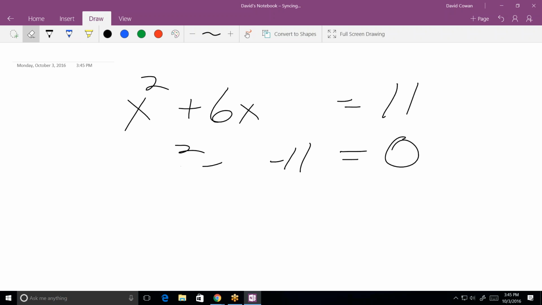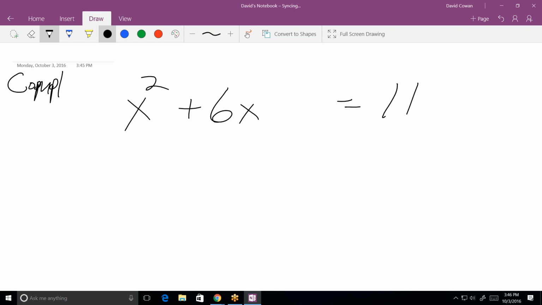But there's actually a third way of doing this. In fact, it's where the quadratic formula came from. It's called completing the square. How do I complete the square here? I'm assuming this is probably the third way you were talking about.